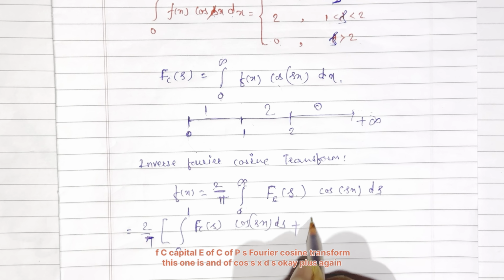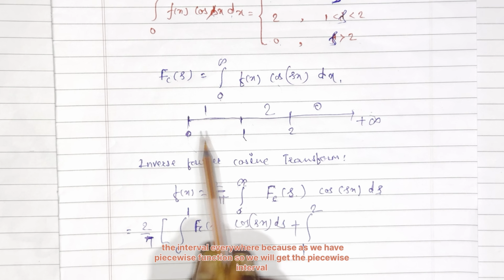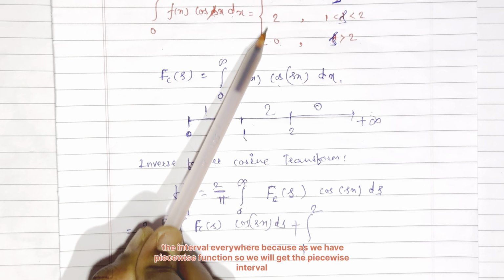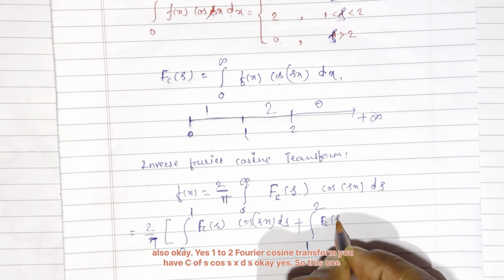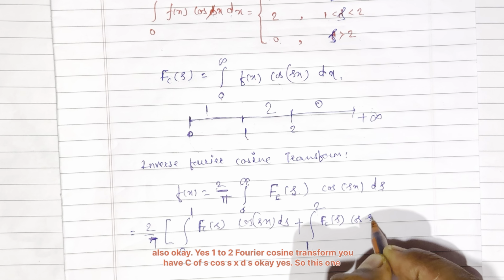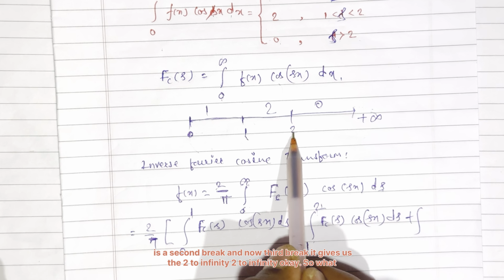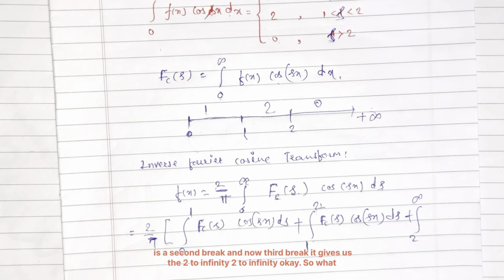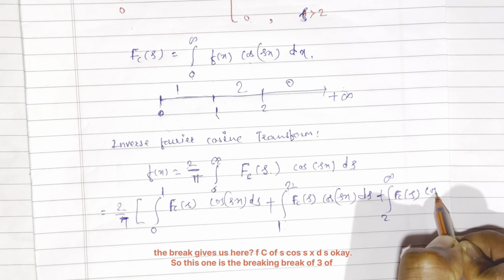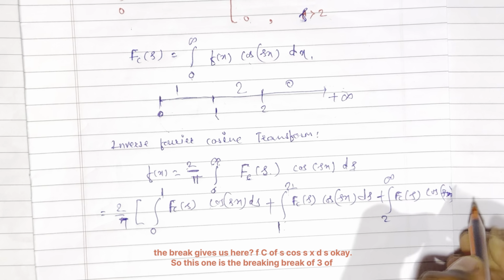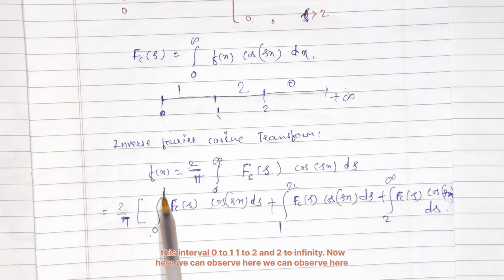Plus again break the interval 1 to 2. We are breaking intervals everywhere because as we have a piecewise function, so we'll get the piecewise intervals also. Yes, 1 to 2 Fourier cosine transform F c of s cos sx ds. So this one is the second break, and now the third break gives us 2 to infinity. F c of s cos sx ds. So this is the break into three intervals, 0 to 1, 1 to 2 and 2 to infinity.